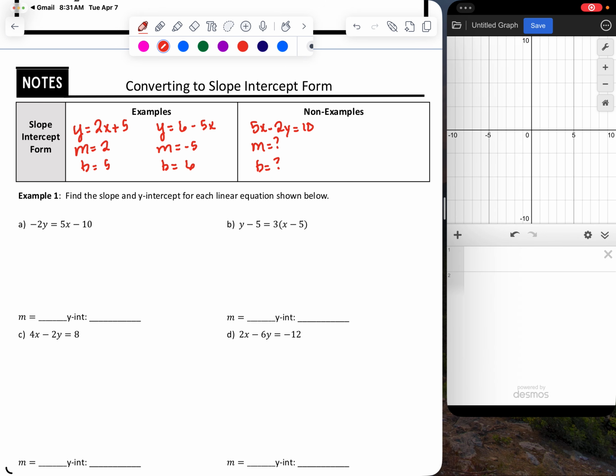Another example might be y minus 2 equals 3 parenthesis x minus 5. The y is not by itself. So again, I don't know what the slope is, and I don't have any idea what the y-intercept is. So if we want to easily identify the slope and the y-intercept from an equation, we need to be able to convert that linear equation into slope-intercept form.